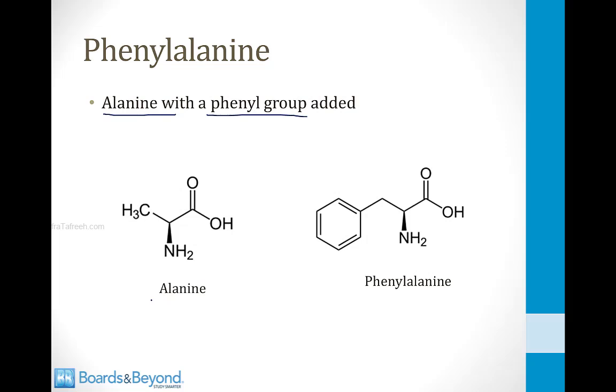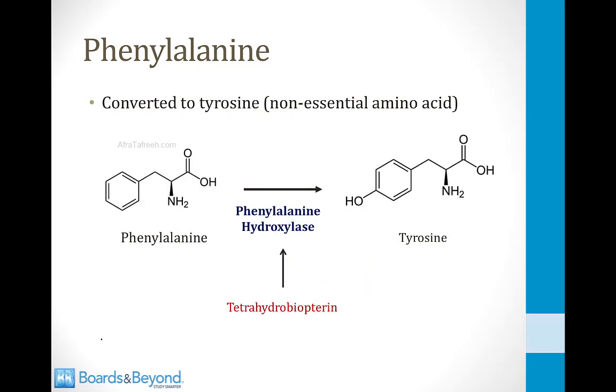Phenylalanine gets its name because its molecular structure is the same as alanine with a phenyl group added. This is the structure of alanine on the left side of the screen, and on the right is the structure of phenylalanine, and the difference is the addition of this phenyl group right here. Phenylalanine is an essential amino acid. You must consume it in your diet. The body cannot synthesize it de novo.